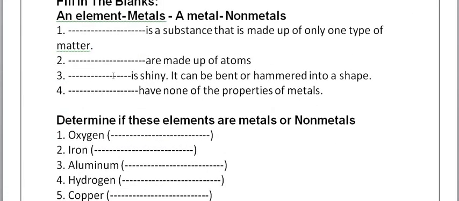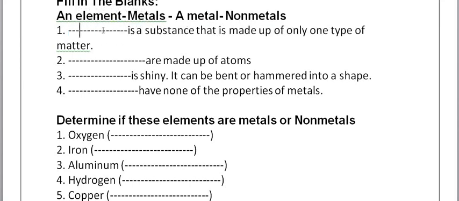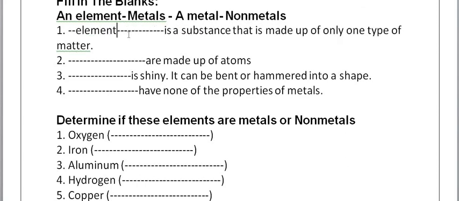Okay, this is for the elements, metals and non-metals. All you have to know is that the metal is shiny and can be reshaped, but the non-metals do not have any property from the metals. Okay, so what is the substance that is made up of only one type of matter? Actually, this is the element. We said before that the element is a pure substance and it's made up of only one type of matter. This is called the element. What is made up of atoms? Also the elements. The elements are made up of tiny, small particles called atoms.